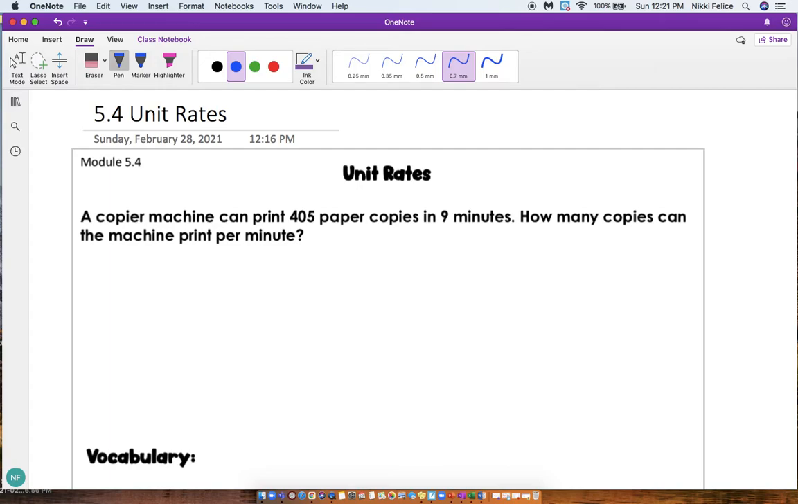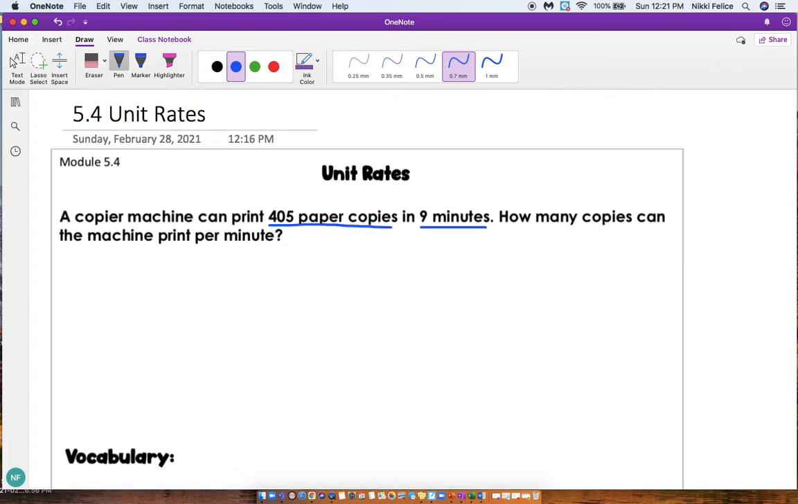Well, what operation does it sound like we're going to need to use here? 405 paper copies in 9 minutes, but I want to know how many copies per minute. This is division. So what we would do is take 405 copies and divide by 9 so that we can see how many copies per 1 minute.